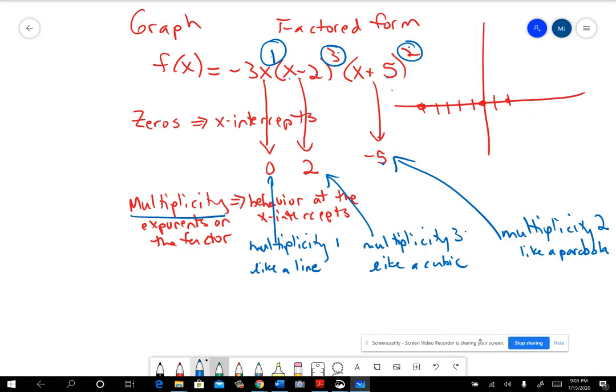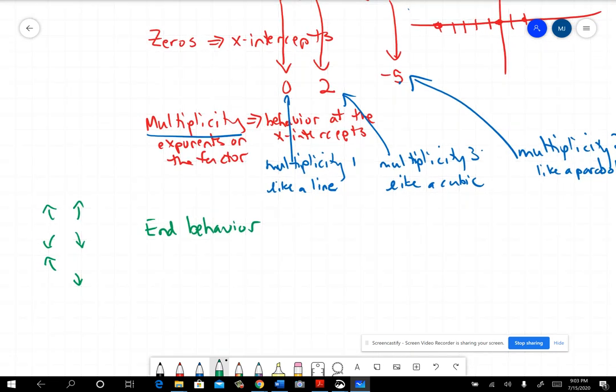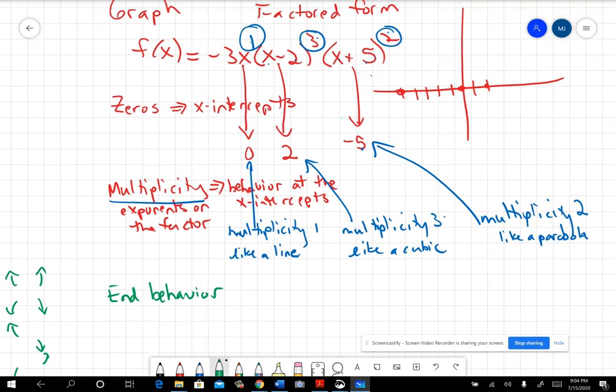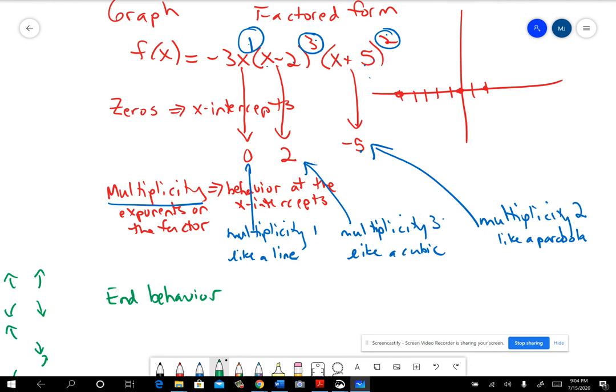Then the third thing I want to look at, or that I consider, is end behavior. There's only 4 things that can happen. It's either going to both be up, both be down, or one up, one down, but I don't know which direction, right? So I've got to figure out which direction. So I've only got 4 choices. So the end behavior has to do with the leading term.